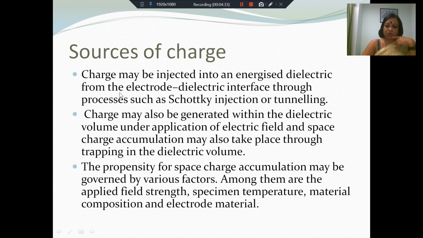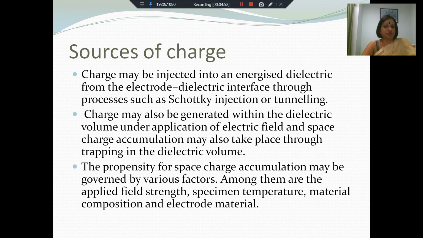Now, what are the sources of space charge in a material? When you energize a dielectric material, there might be charge which is injected into the dielectric material from the dielectric-electrode interface. So from the metal, due to processes like Schottky injection or electron tunneling, charges may be injected into the material and they can get trapped.